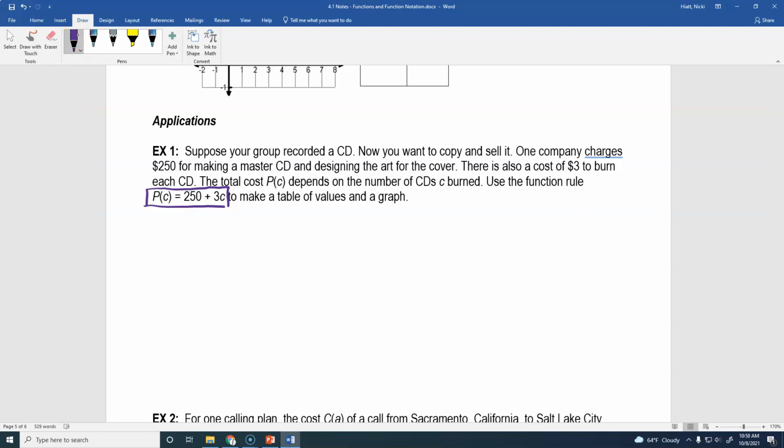All right. So you got a CD. You want to copy and sell it? One company charges $250 for making a master CD and designing the art for the cover. There is also a cost of $3 to burn each CD. The total cost, P of C, depends on the number of CDs burned. Use the function rule, P of C equals 250 plus 3C to make a table of values and a graph.